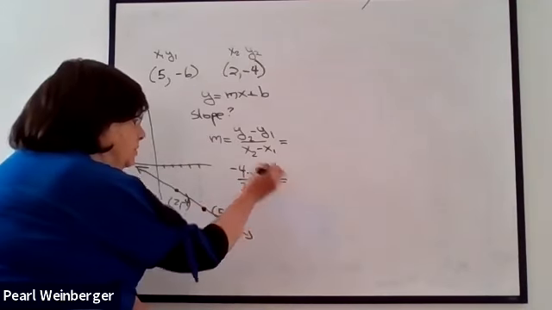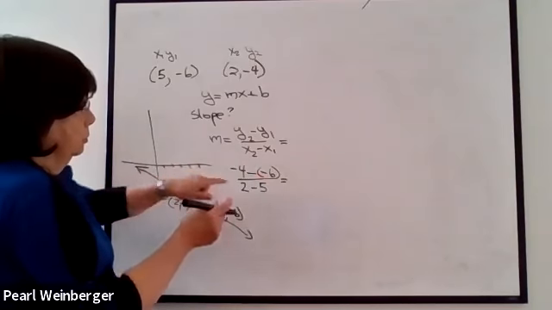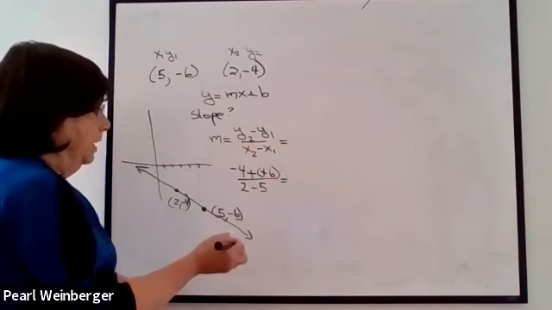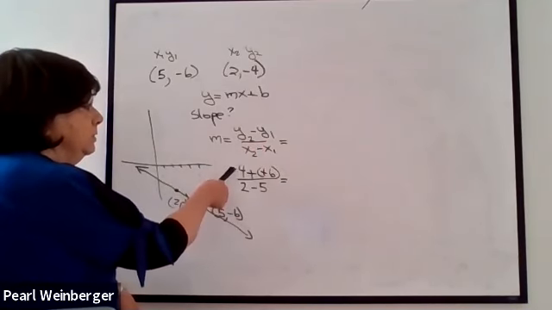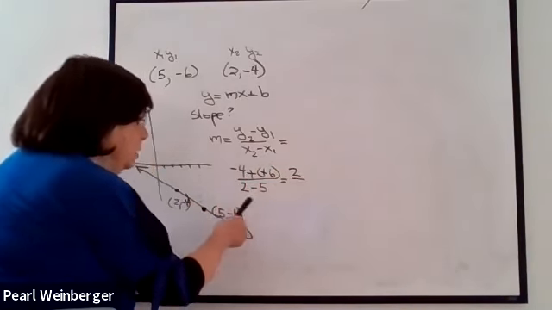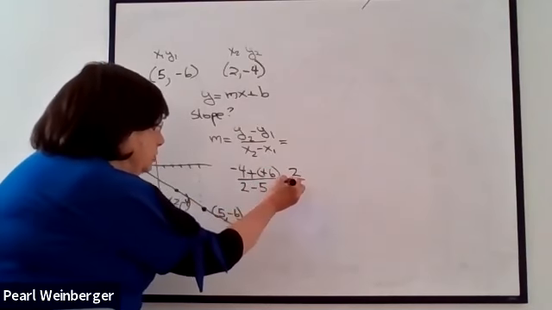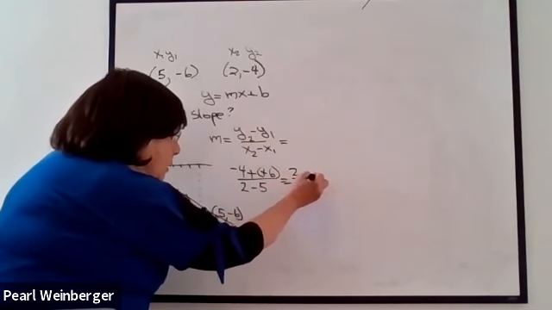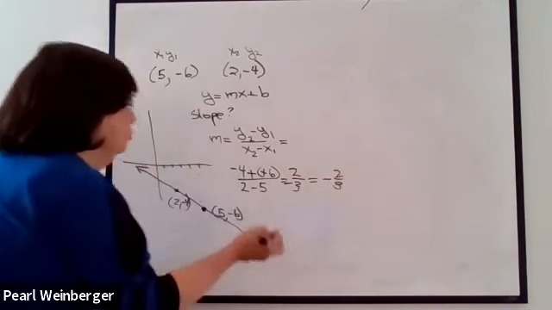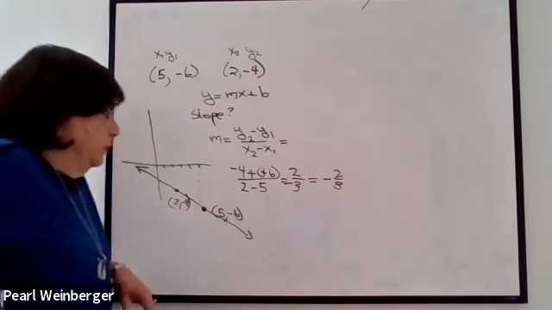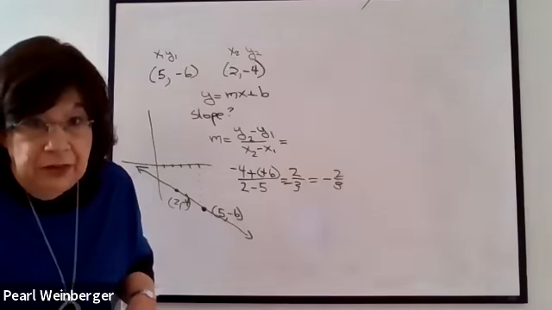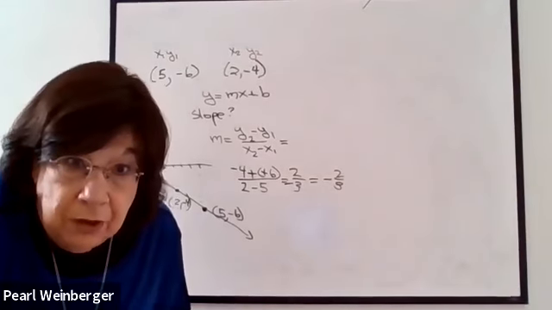Okay, now we just have to simplify this. When we have two negatives, it turns out to be a positive. So really this becomes -4 plus 6, which is +2, and 2 minus 5, which is -3. In other words, my slope is -2/3. Okay, so we've accomplished one thing. We found the slope of the line.